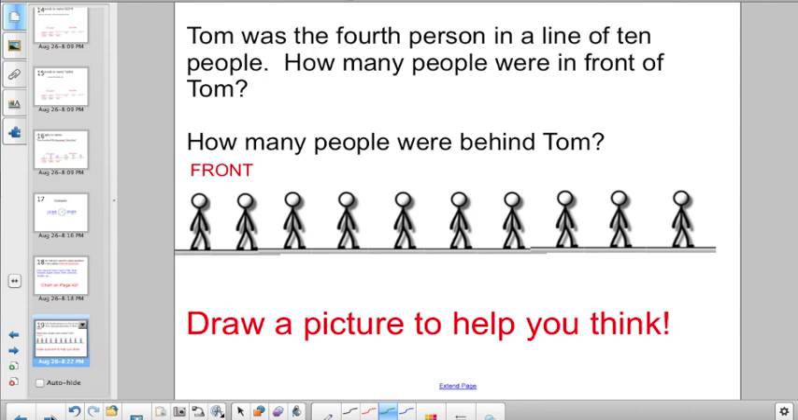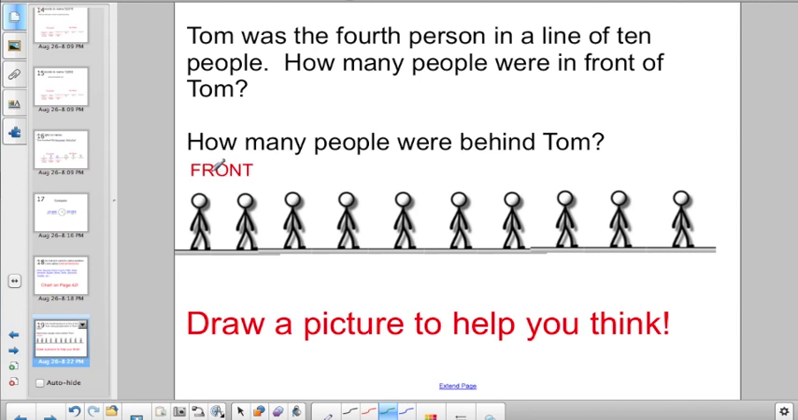So you might have to run into problems like this. Tom was the fourth person in line in a line of 10 people. How many people were in front of Tom? How many people were behind Tom? My advice: draw a picture. I don't care how good of an artist you may or may not be. Everybody can draw a stick man, right? Draw a picture to help you think.